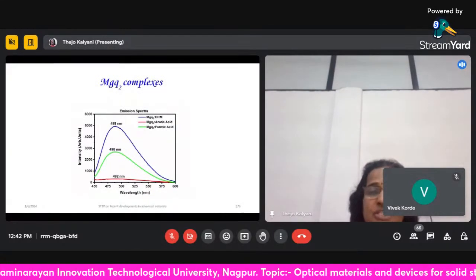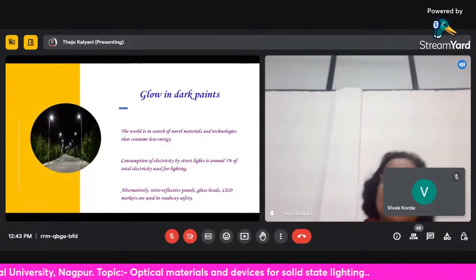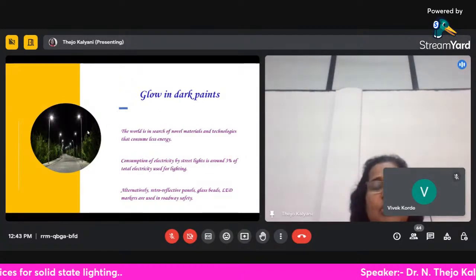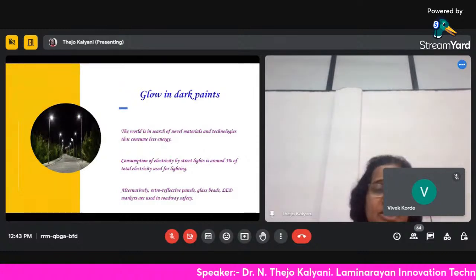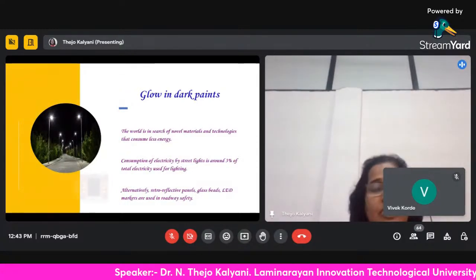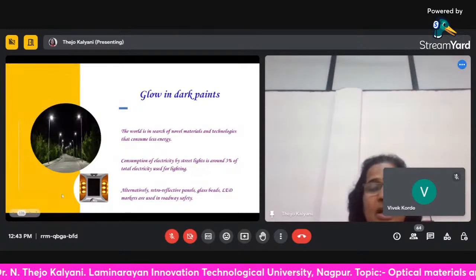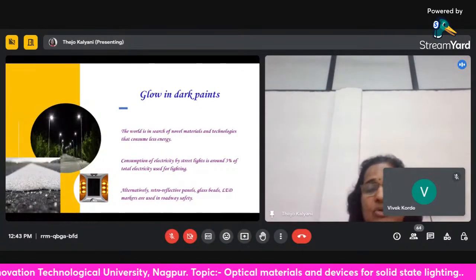And the same with the emission spectra. And there is one more important application apart from solid state lighting. As you know, the world is in search of novel materials. We want to replace the street lights, because these street lights are consuming around 3% of total energy with respect to lighting. And if at all you go for these lights, retro-reflective panels, glass beads or LED markers, they are going to consume the light.